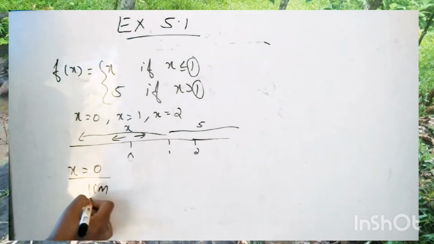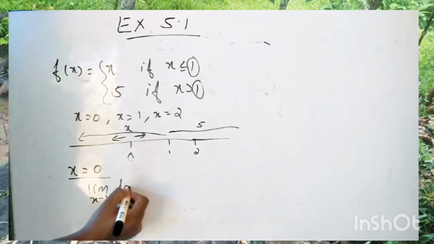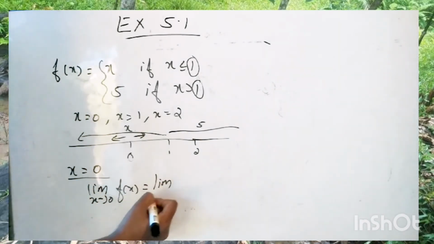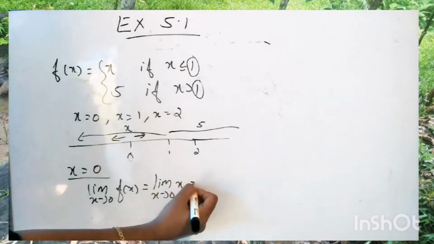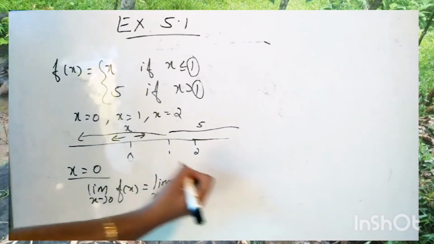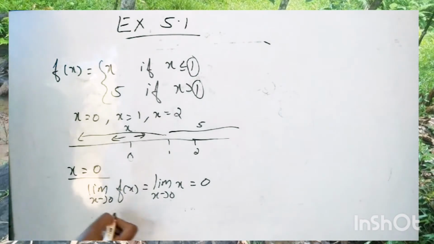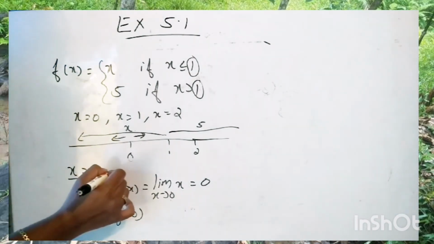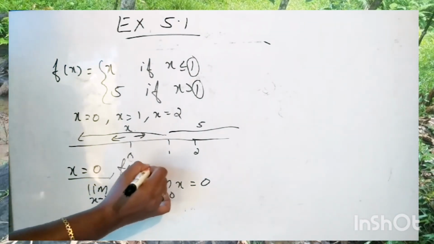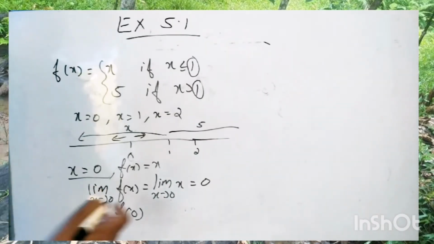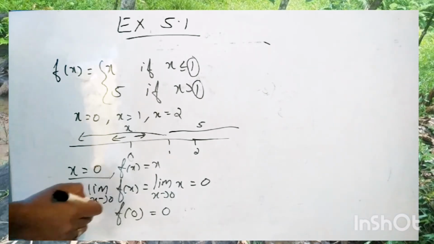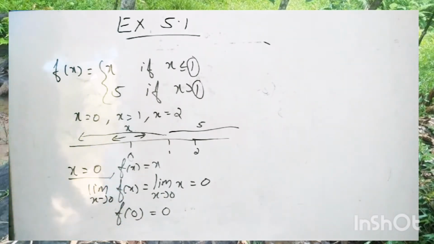So limit x tends to 0, f of x is equal to limit x tends to 0, x is equal to, just put x is equal to 0, we will get 0. And f of 0 is equal to, here the function is x. So f of 0 is equal to 0. So what we got? Limit x tends to 0, f of x is equal to f of 0. Therefore, the function is continuous at x is equal to 0.